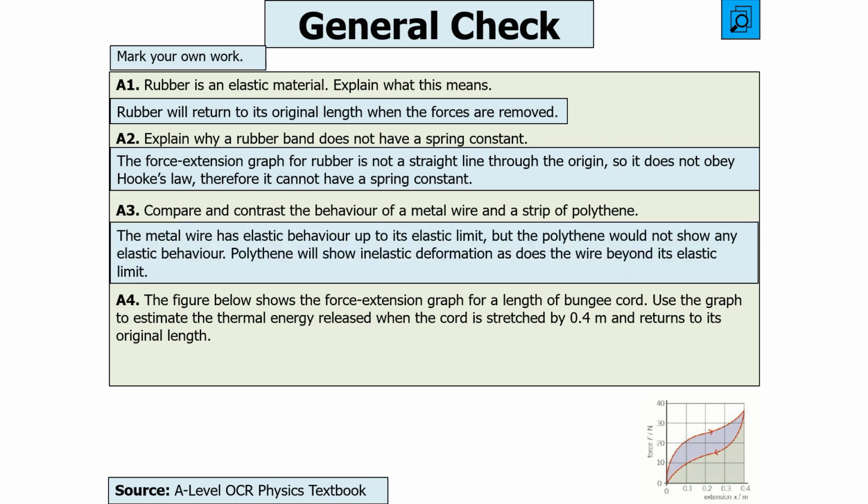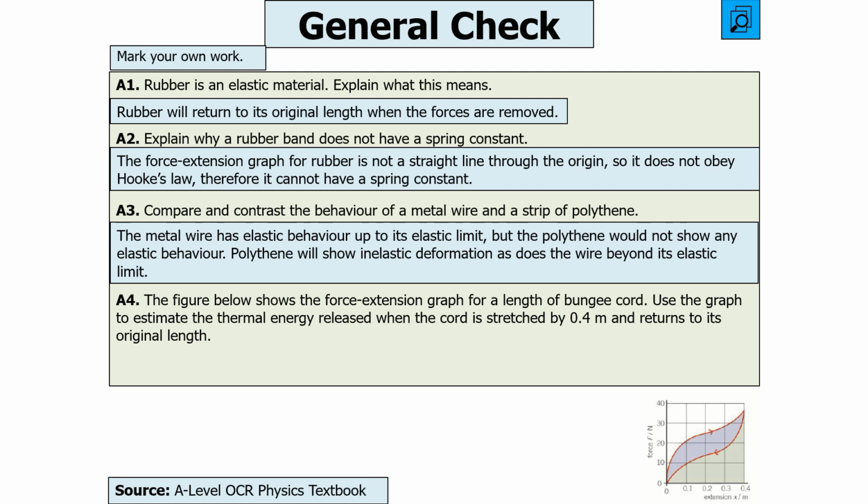The next one, we've got to be aware that a metal wire has elastic behavior up to its elastic limit, and then beyond that it will actually show inelastic deformation. It'll still extend but not in that linear pattern. Now polythene won't show any elastic behavior at all. It'll only show inelastic deformation throughout its entire stretching journey.